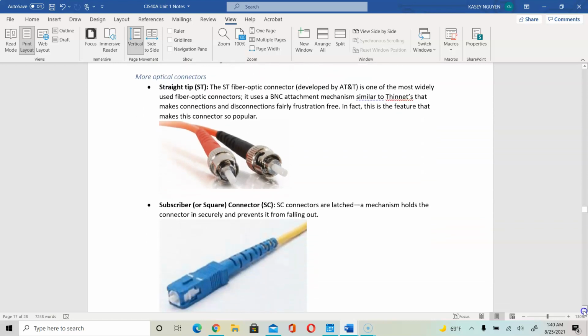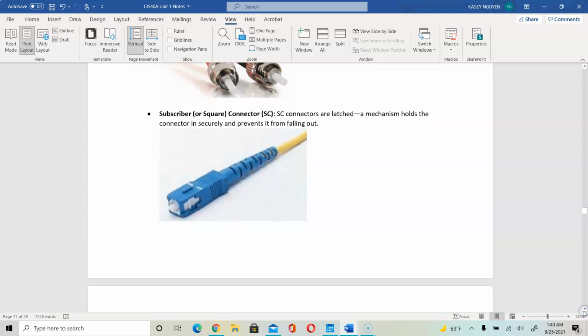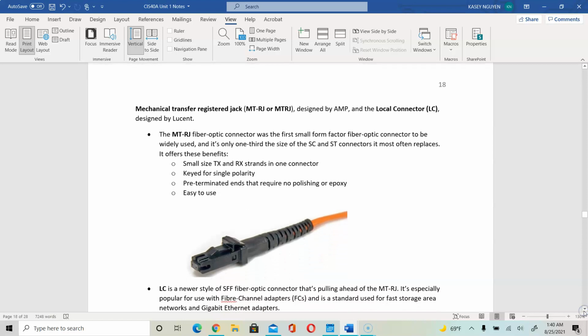Another connector is also known as the SC, or subscriber connector. This allows the connector to securely stay together without falling out. So this is what you see. And a lot of the electronics components like sound, you would start seeing a lot of the SC being used, like in sound bars and so on.